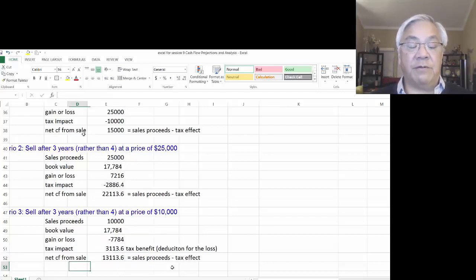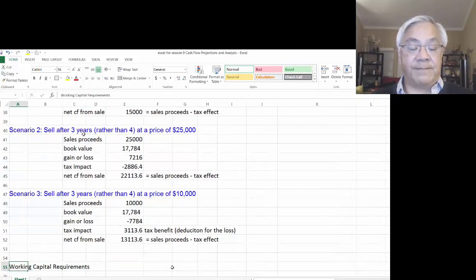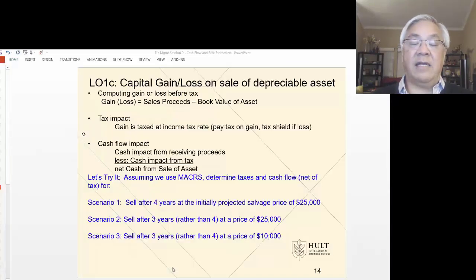So we have to go through these calculations in order to establish what is the taxable gain or loss, and then that determines the tax impact. And to get the after-tax effect, we say what are the proceeds plus or minus the tax impact, and that's our net cash flow from that particular sale. All right, so that is gain or loss on sale of an asset.